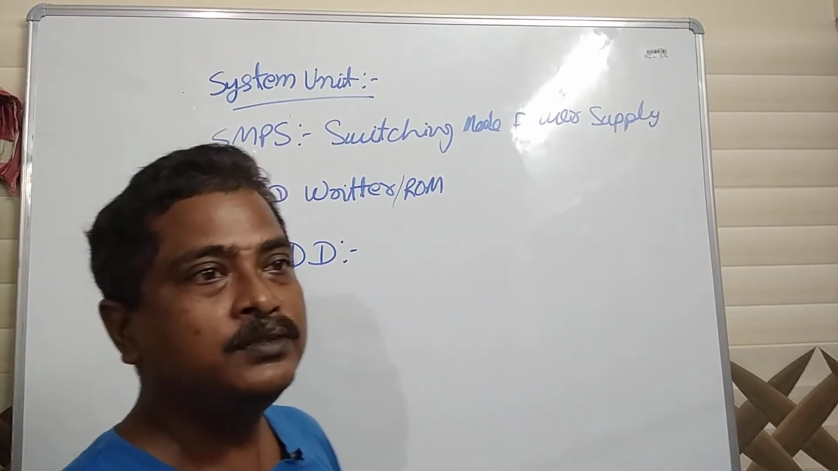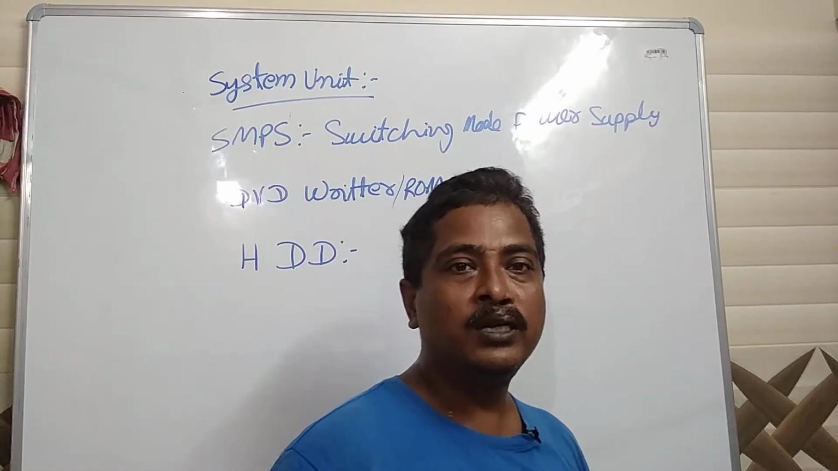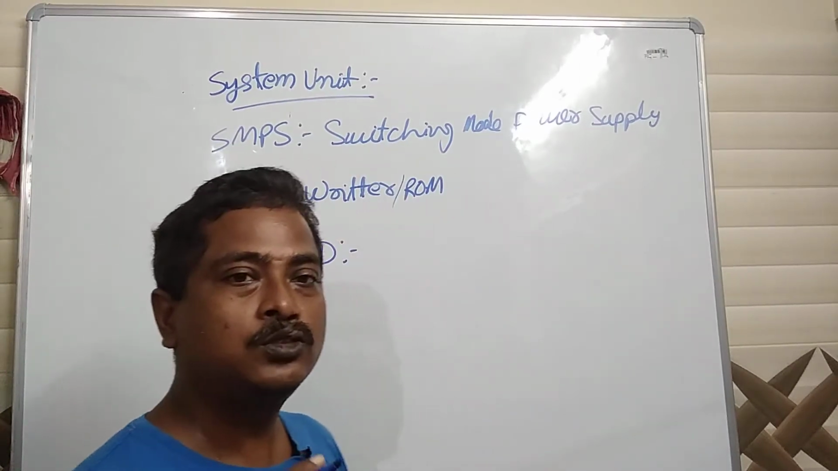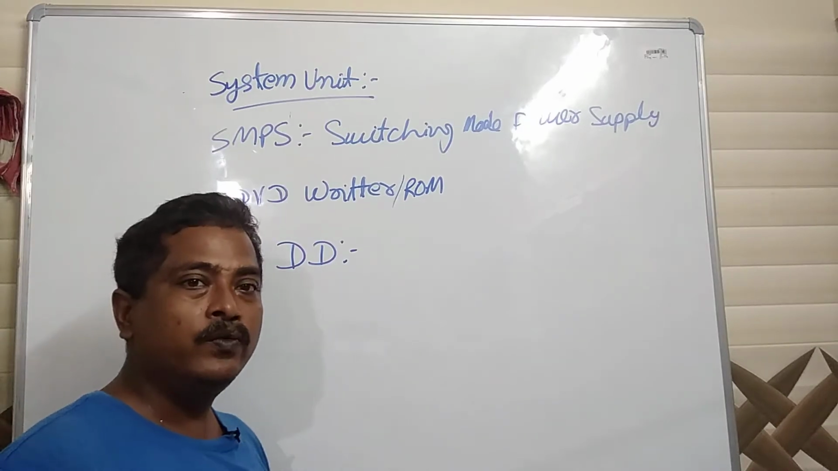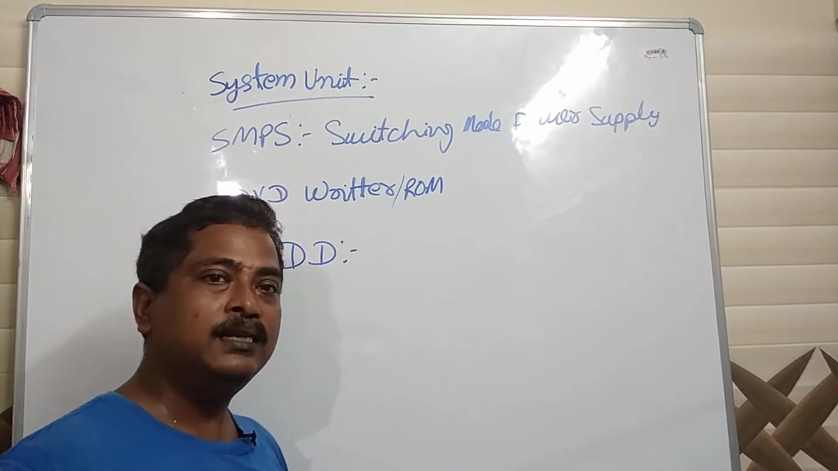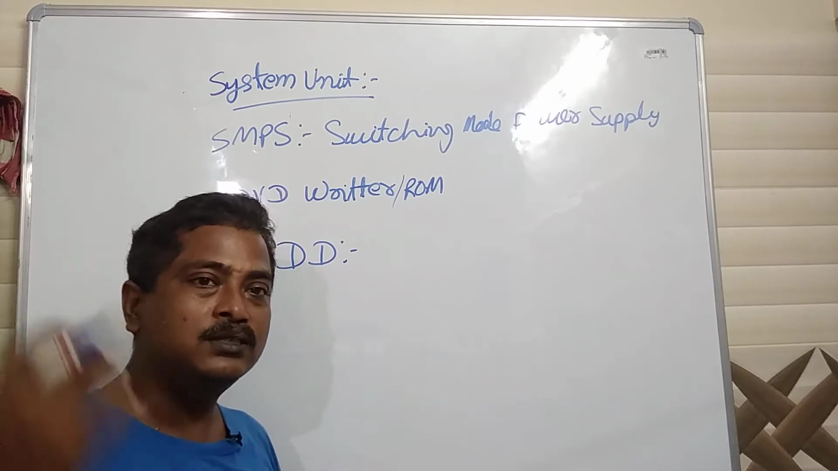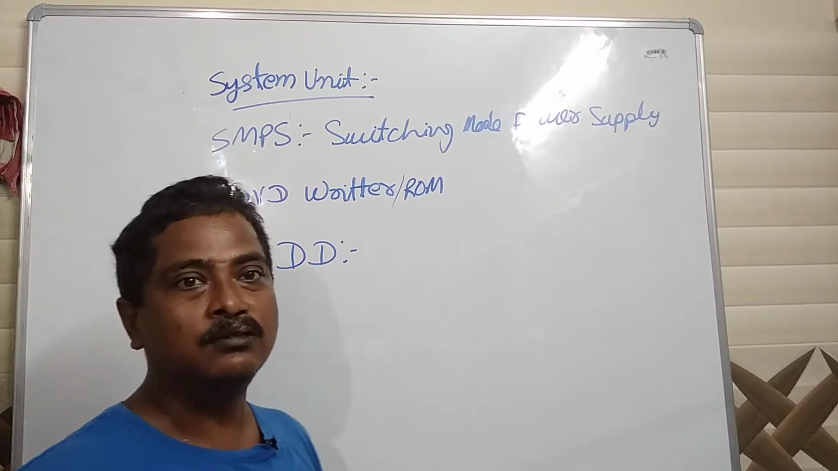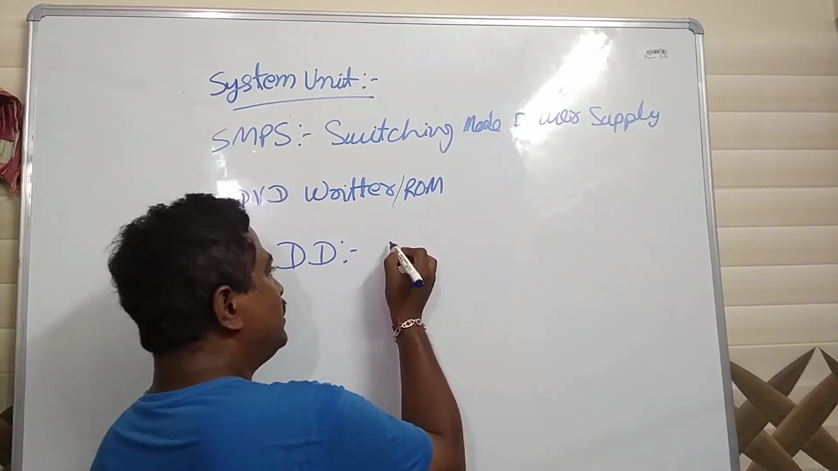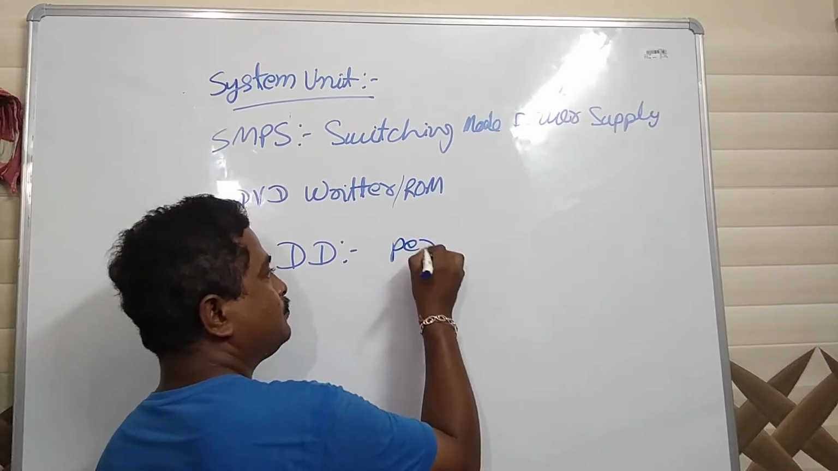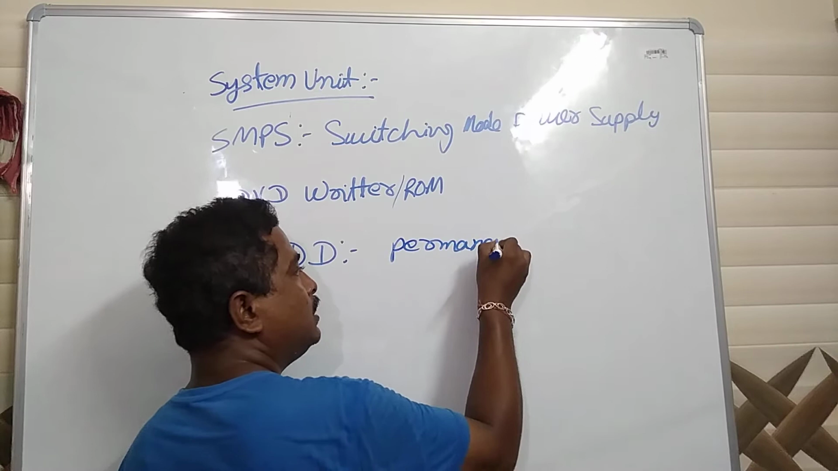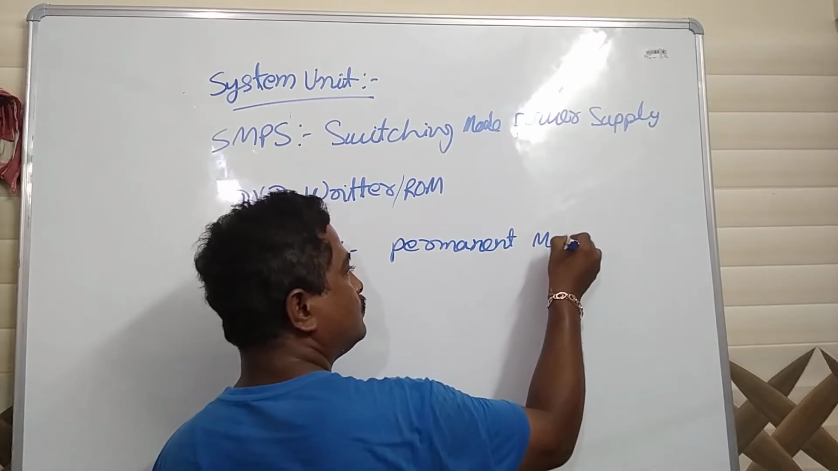After the DVD writer, the third important element is the hard disk drive. As I told you, there is a permanent memory in our processing unit which stores the data permanently. If you ask about anything from 10 years back, 100 years back, 2000 years back, if the data is stored, it will tell you. That permanent memory is known as the hard disk drive.